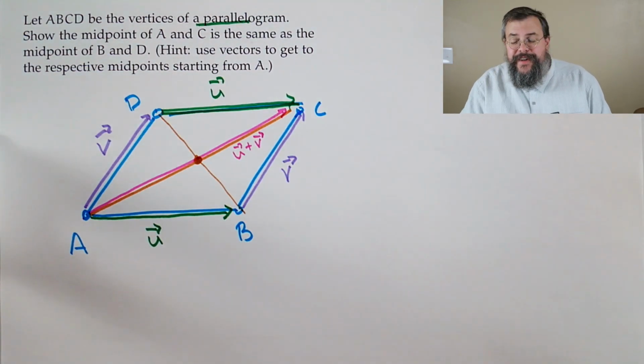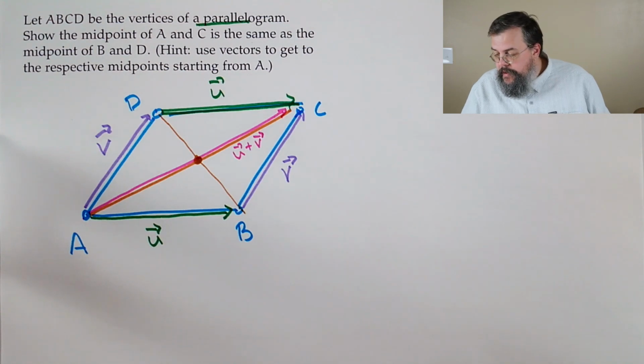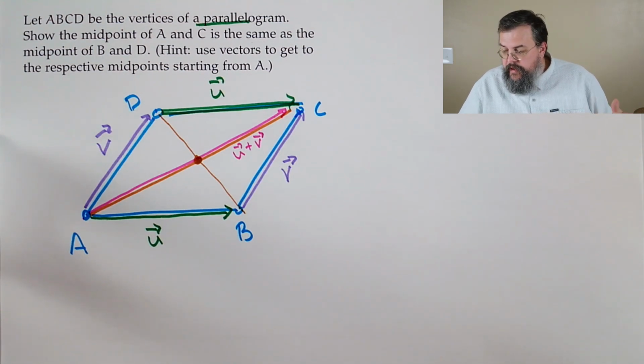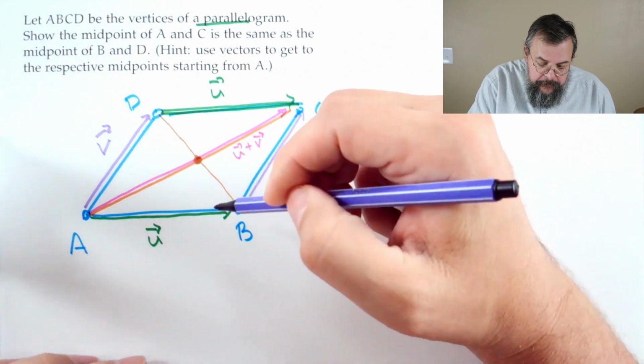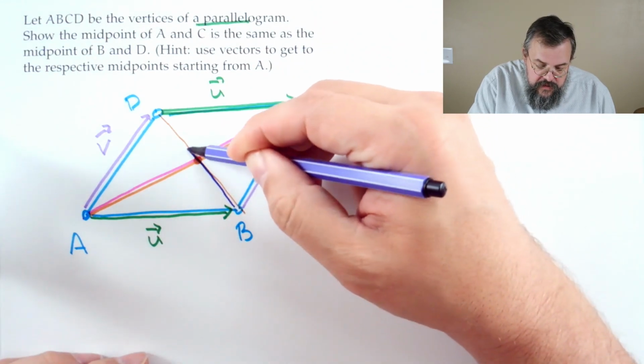One more side to label. Once we have that, then really we just have to examine this closely and try to spot a nice pattern. Okay, so let's label our last side. So let's do this one. Here we go.